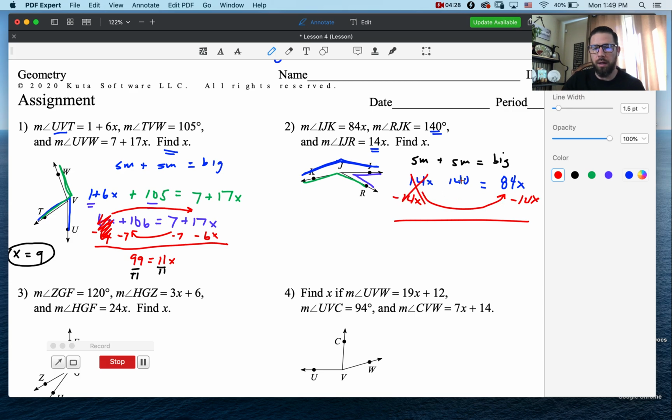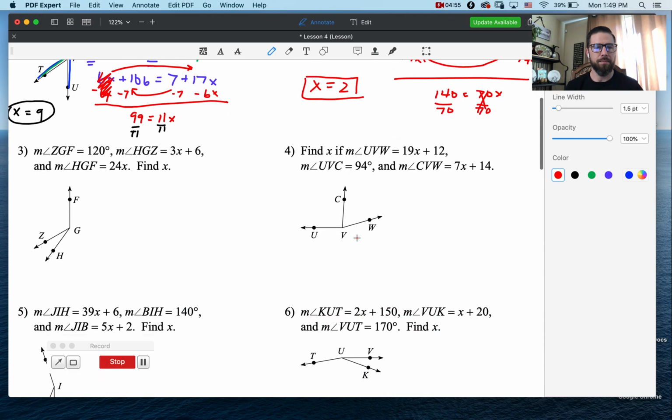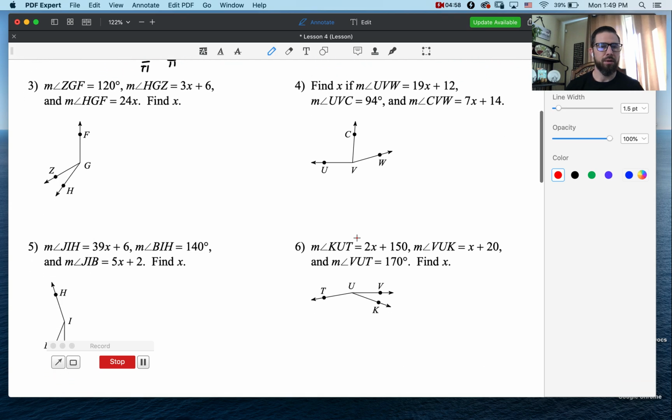Okay, gone. I've got my 140 on the left. I've got, this is 14. 84 minus 14, I think, is 70. Divide 70 from both sides. And I think x is 2. Looks good, right? Okay, let's shoot down to 3.